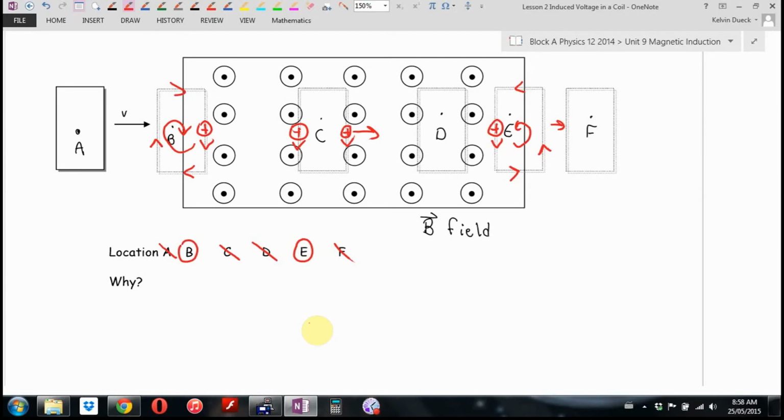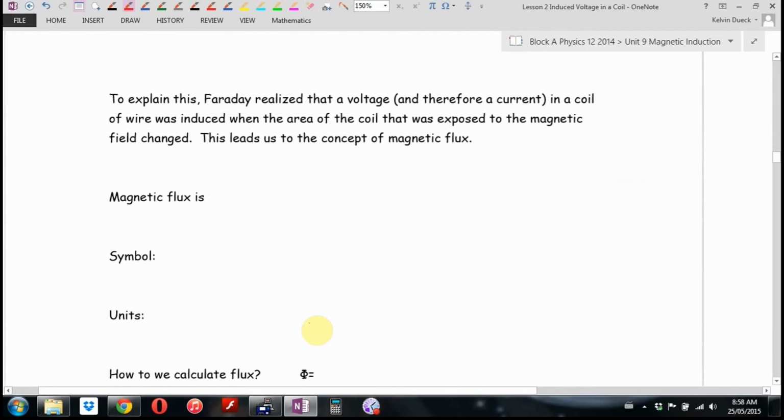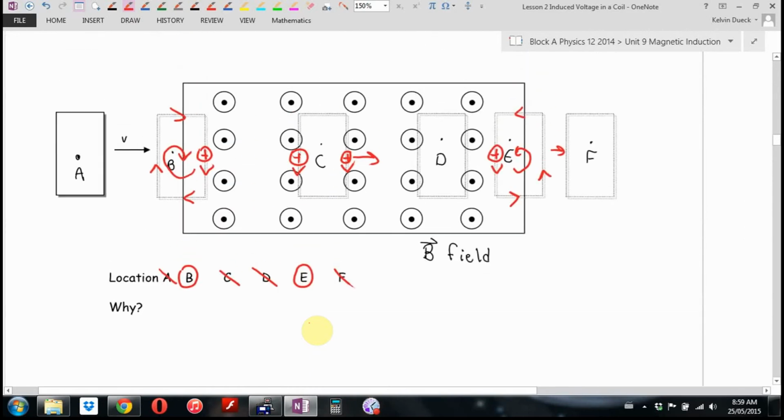He says, I think I got it. To explain this, Faraday realized that a voltage, and therefore a current, in a coil was induced when the area of the coil that was exposed to the magnetic field changed. He said, what's changing here is not the area of the coil, not the size of the coil, but how much of that area is being exposed to the magnetic field.